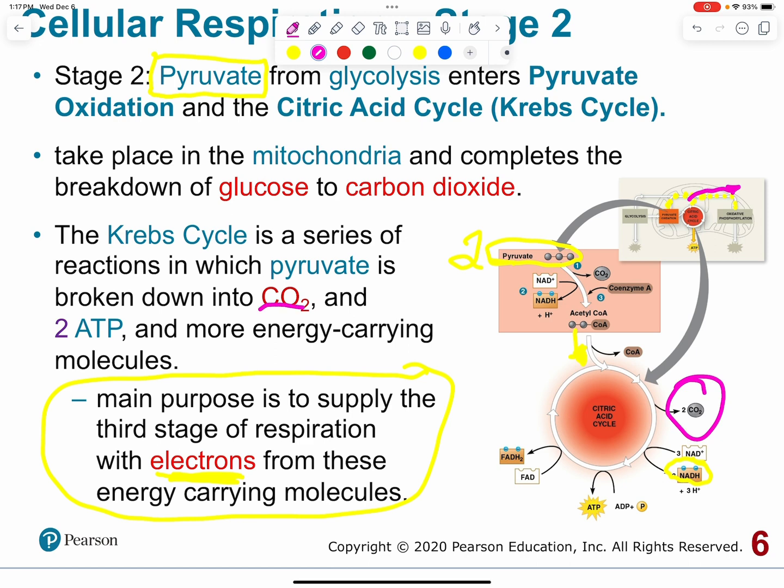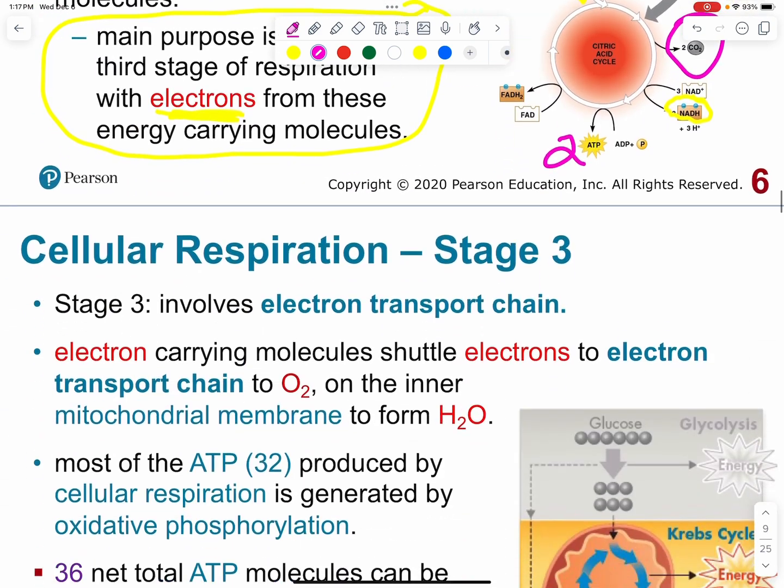It only makes 2 ATPs. The reason why it said just 1 is because there are 2 pyruvates. This thing has to go around 2 times. All right, we're keeping it simple.